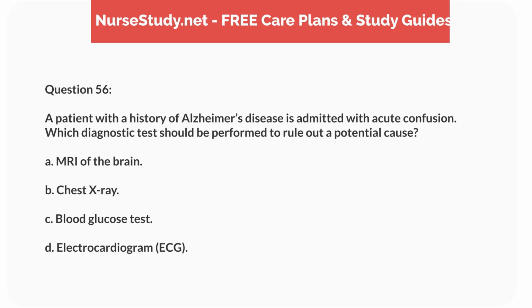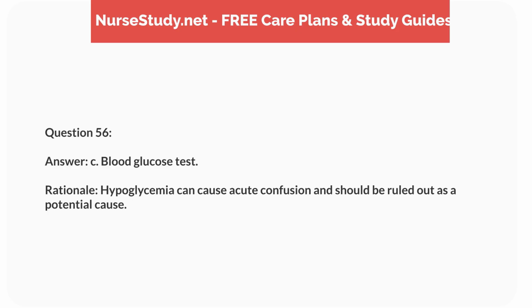Question 56. A patient with a history of Alzheimer's disease is admitted with acute confusion. Which diagnostic test should be performed to rule out a potential cause? A. MRI of the brain. B. Chest X-ray. C. Blood glucose test. D. Electrocardiogram, ECG. Answer: C. Blood glucose test. Rationale: hypoglycemia can cause acute confusion and should be ruled out as a potential cause.